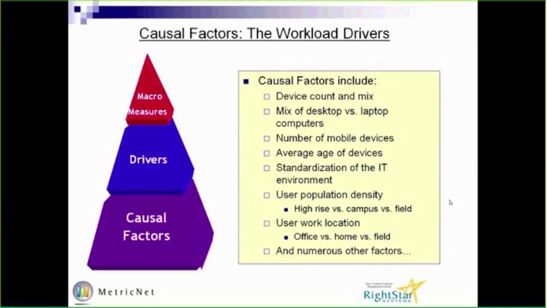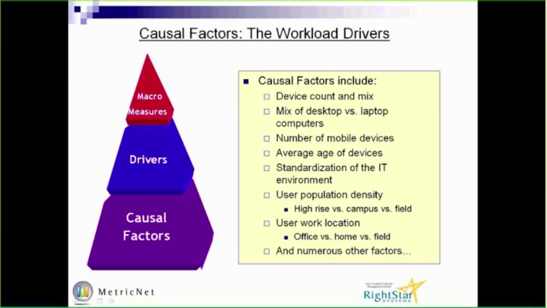Well, I don't know. I've seen environments where you need a desktop support tech for every 50 end users. I've also seen environments where you only need one desktop support tech for every 1,000 end users. That's a 20-to-1 difference, 1 to 50 versus 1 to 1,000. Huge difference between those two. Well, here's why. The device count and mix will impact the workload and hence the headcount needs. The mix of desktop and laptop computers. Everyone knows that laptops require more care and feeding than desktops.